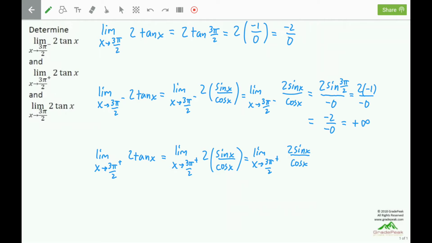This time it's approaching 3 pi over 2 from the right side. The right side of 3 pi over 2 is larger than 3 pi over 2. That would put it in the fourth quadrant in the unit circle. The cosine in the fourth quadrant is a positive number. As it approaches 3 pi over 2, it approaches 0, but it can be replaced with a positive 0.